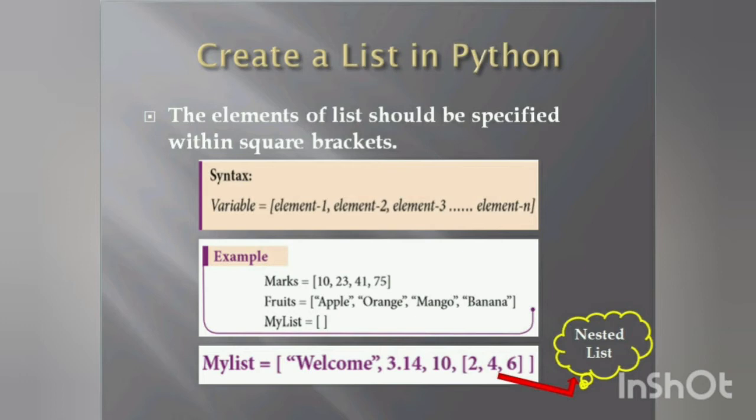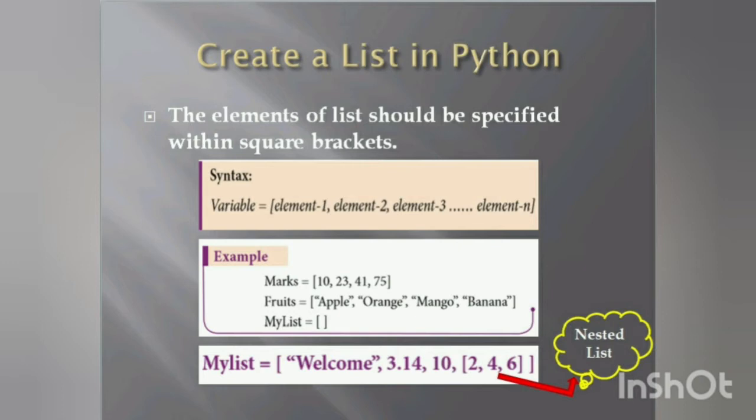Then my list is equal to empty, a null list. Here in the above example, the list marks has 4 integer elements. The second list, fruits, has 4 string elements, and the third is the empty list. The elements of a list need not be of a homogeneous data type. See, there is no restriction that you should use only a particular data type within the list. You can use multiple types of elements.